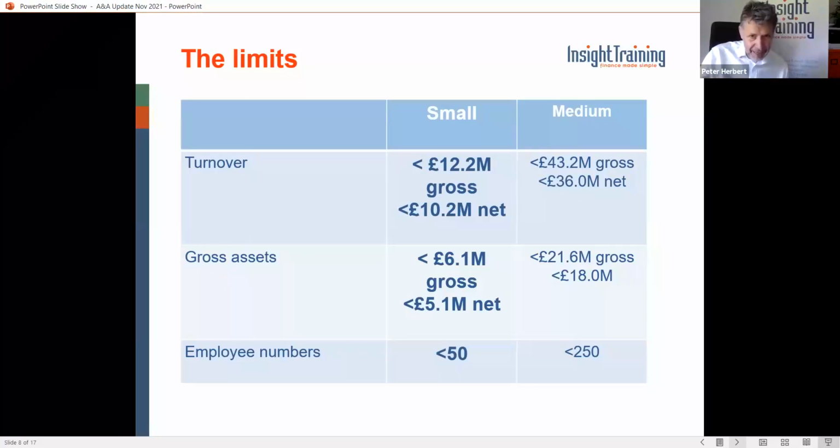So again, as I mentioned in the preamble, there are important implications here from a financial reporting point of view, but really important implications from an audit perspective as well. We'll move on shortly and think about some of the considerations specifically in relation to audit.